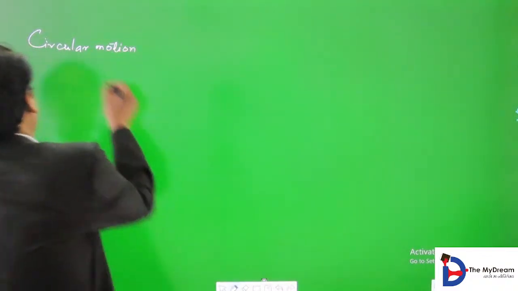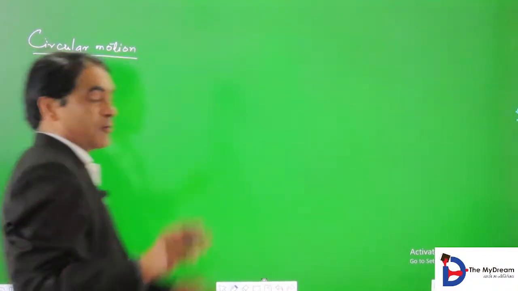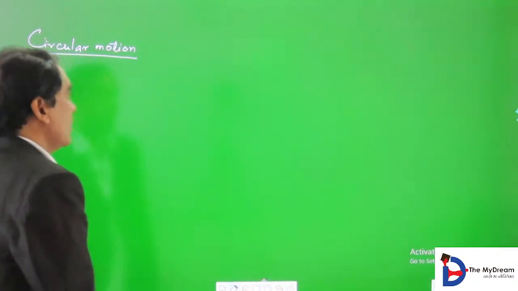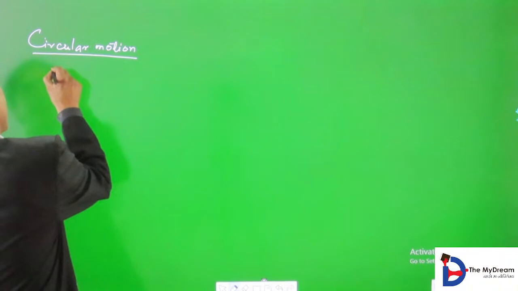Today we are discussing circular motion, the basic concept of circular motion. When an object is moving in a circular path, the speed remains constant and the velocity changes due to the change in direction. As theta changes, as the direction changes, that's why the velocity changes. So first of all, we are talking about angular velocity.